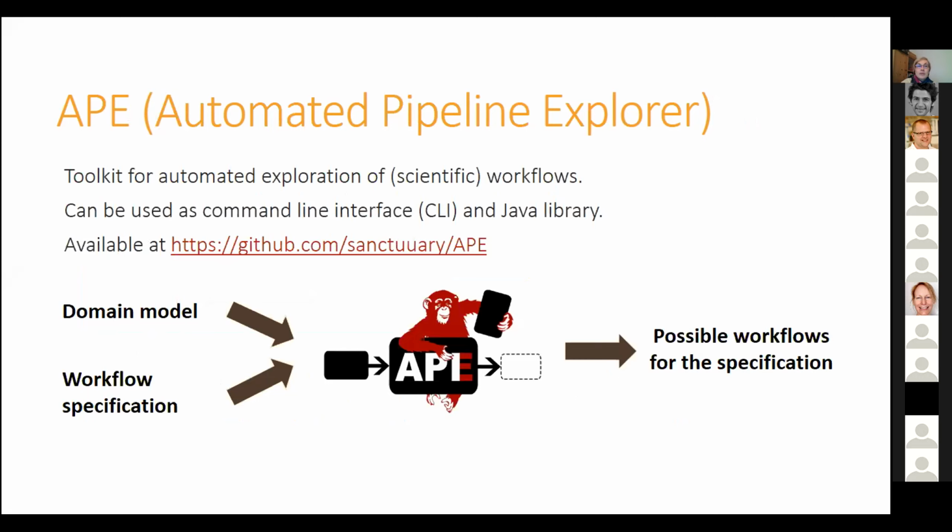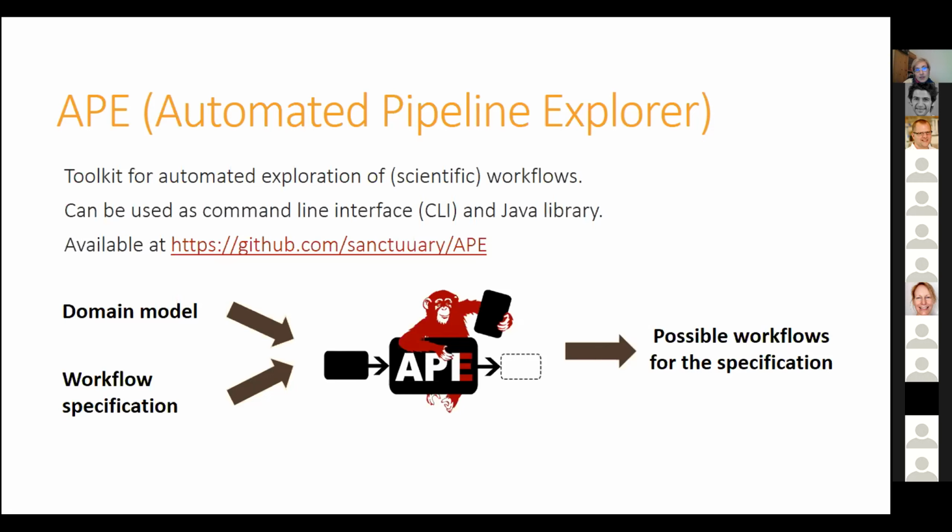So APE is our toolkit for automated exploration of scientific workflows, as I mentioned before. We provide it as a command line interface and Java library. That is meant for being integrated into other workflow frameworks, for example Galaxy. If you want to explore possible workflows at some point, you could build a Galaxy plugin that calls APE and provides the Galaxy user with suggestions for workflows. That's the idea, but APE itself is not tied to any workflow framework.